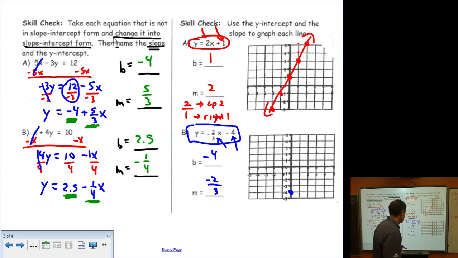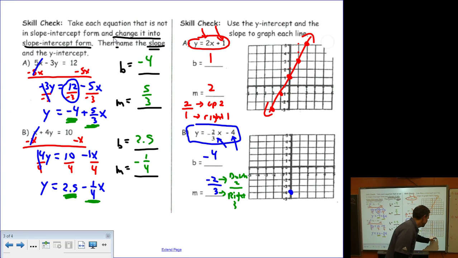So this slope is telling me, the top number tells me up or down. Since it's negative, I'm going to go down 2. And the bottom number is positive, so that's still going to be to the right 3. I need to go down 2, right 3. But look what happens on the graph when I try to do that. When I go down 2 and right 3, I actually go off the graph.